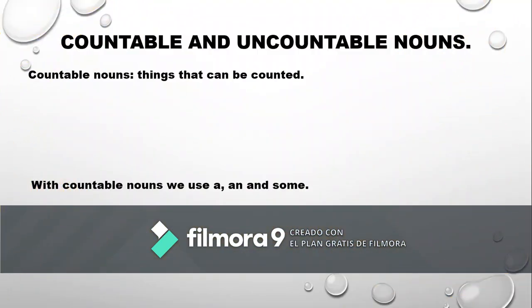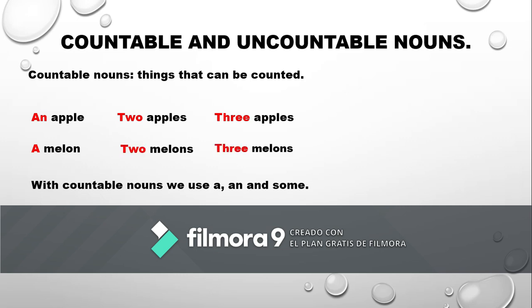Good afternoon again. Today we'll study countable and uncountable nouns. What is a countable noun? A countable noun is something that can be counted, a thing that can be counted. For example, an apple. You can say an apple, you can say 2 apples, you can say 3 apples. Another example, a melon. You can say 2 melons or 3 melons. These are countable nouns because they can be counted.